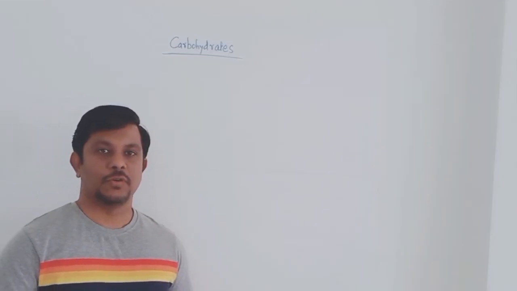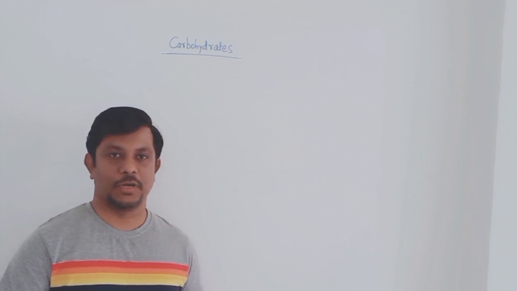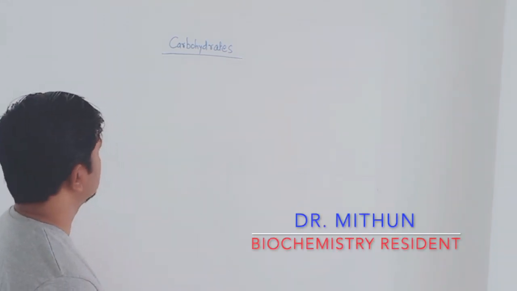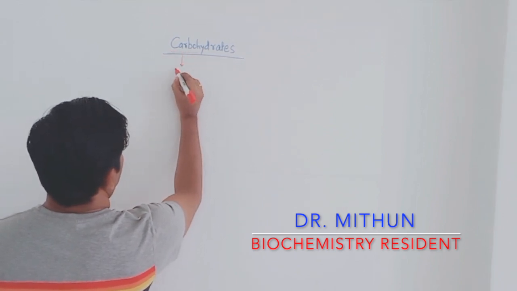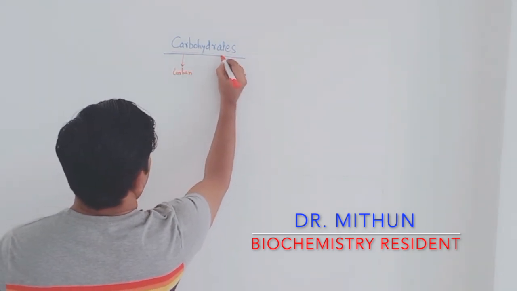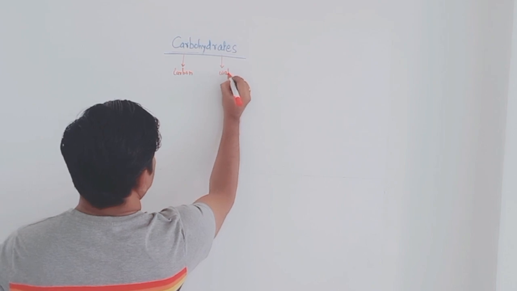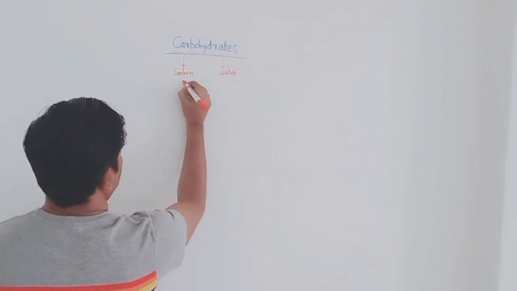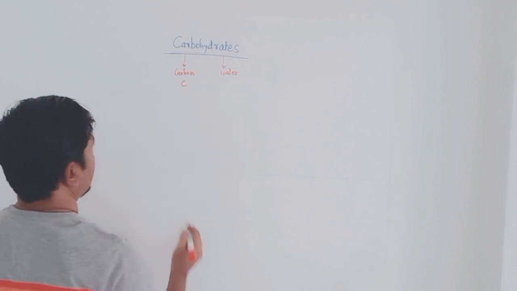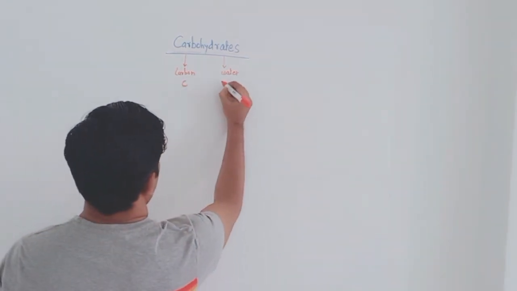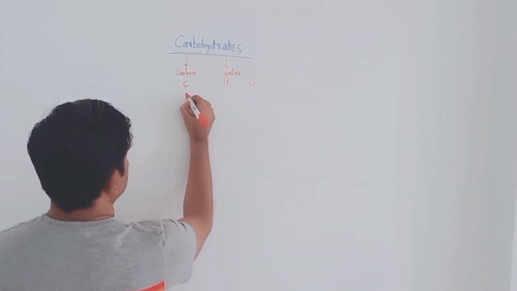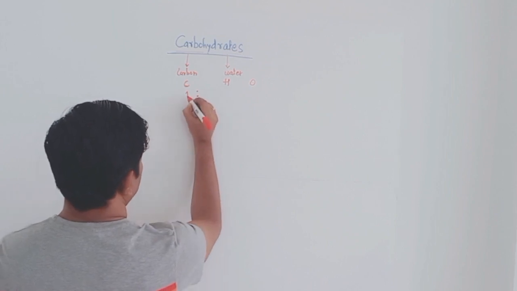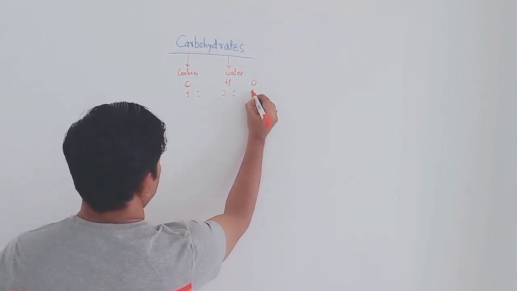So in today's video we are going to learn about the chemistry of carbohydrate. So what are the carbohydrates? As the name suggests, carbo means carbon and hydrate means water molecule. So carbohydrate basically contains carbon, hydrogen and oxygen. These are present in the molar ratio of 1 is to 2 is to 1.